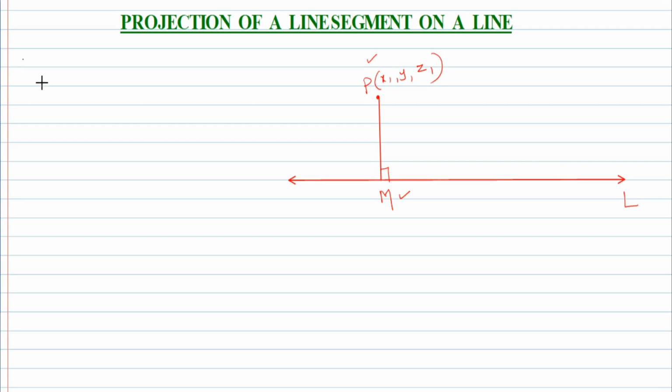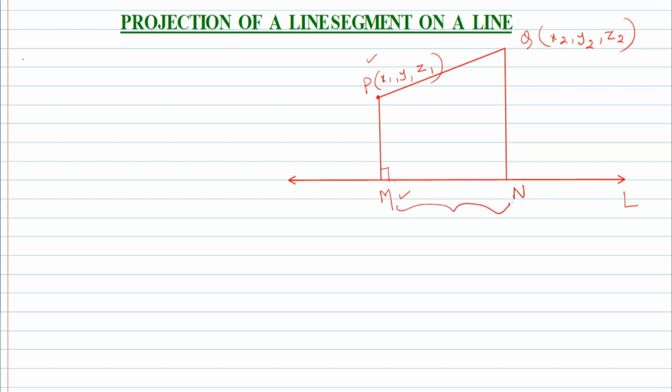If you have to ask what is the projection of the line segment PQ. Here is a line segment, suppose PQ, Q having the coordinate x2, y2, z2. So you have to also drop one perpendicular from the point Q on the line L. Suppose that is named by N. So the projection of the line segment PQ on the line L is nothing but the MN.